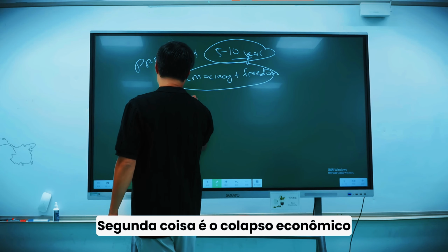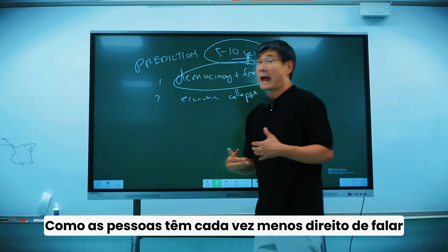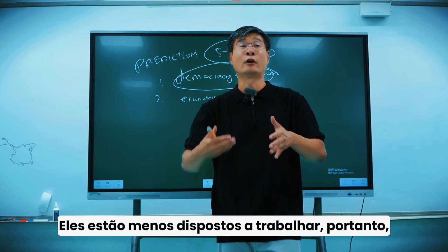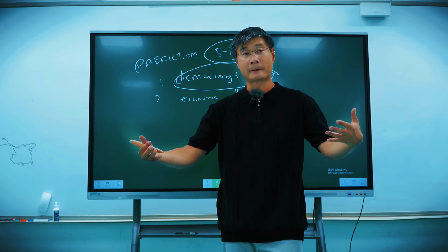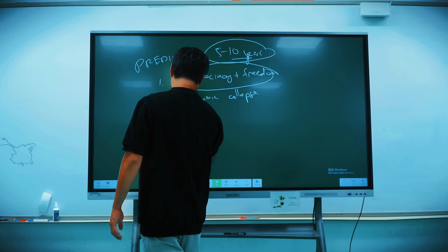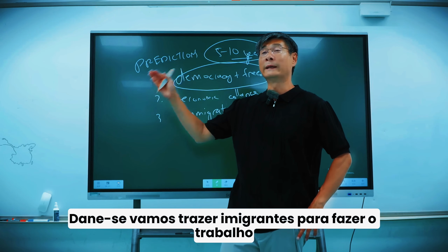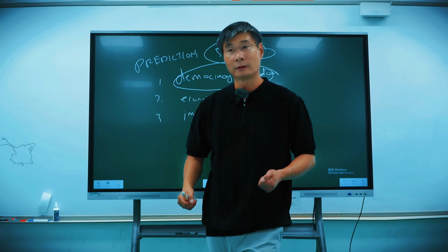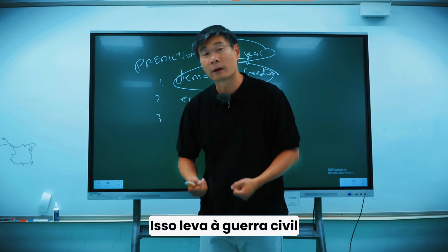Second thing is economic collapse. As people have less and less right to speak up, they feel less invested in the system, they're less willing to work. Therefore, you have economic collapse. People don't believe in the system anymore. The system is in crisis. This will lead to immigration. The government is like, you know what, if the people don't want to work, screw them, let's bring in immigrants to do the work. Let's replace our population. But the people are not going to sit back and take it, right? This leads to civil war.